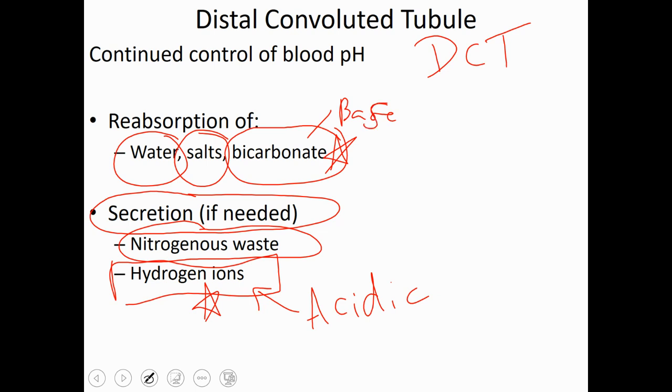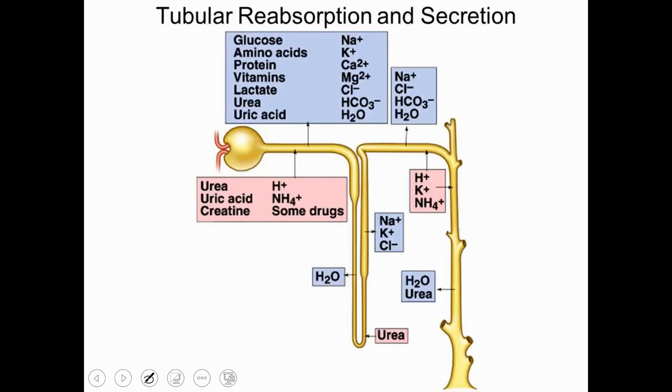If our blood is saying, hey, we're too acidic, we're going to want to get rid of hydrogen ions. We're also going to want to reabsorb more bicarbonate, and vice versa. If we're way too basic, we're going to want to hold on to more hydrogen ions and maybe get rid of some bicarbonate or transform it. Okay, so that's the DCT. That's its main job. Regulate that blood pH. It's our final check before we're just about ready to go out of the nephron.